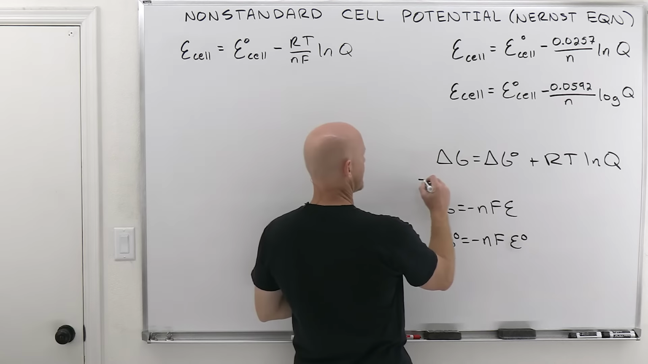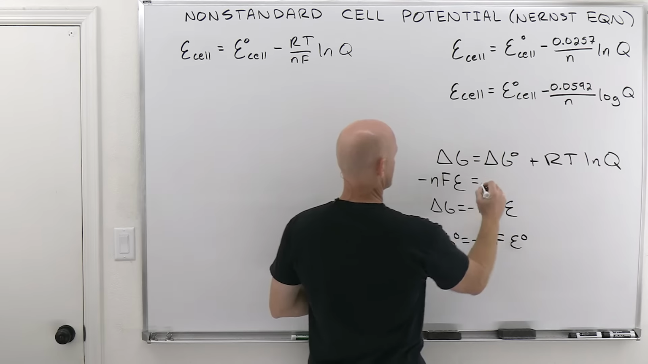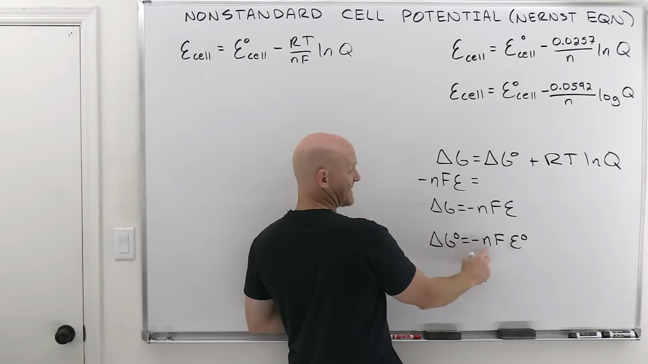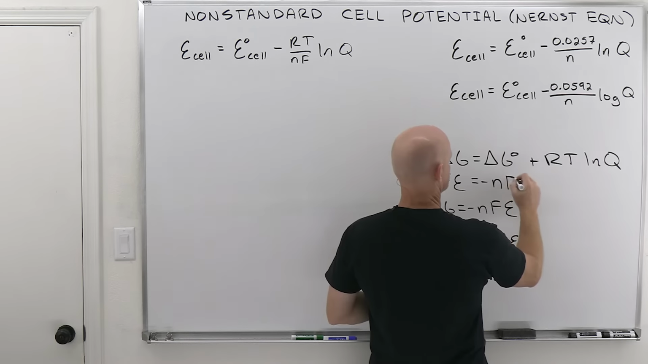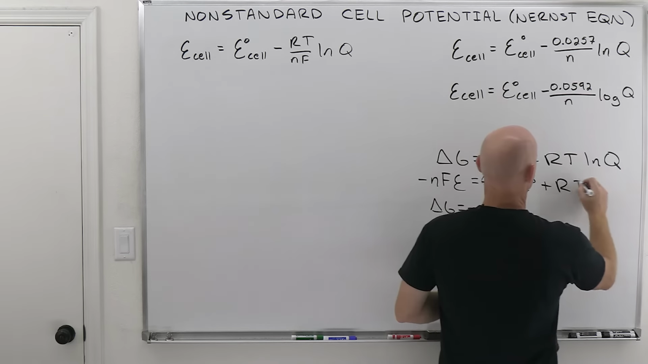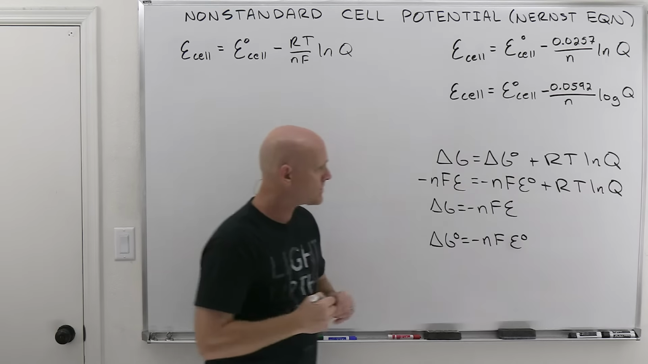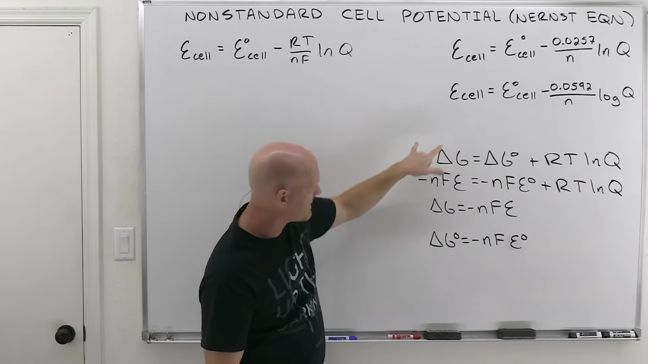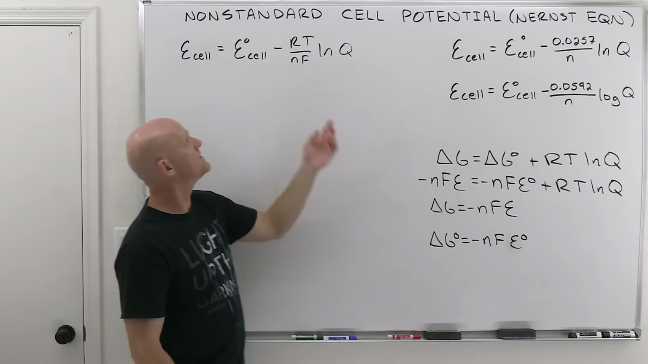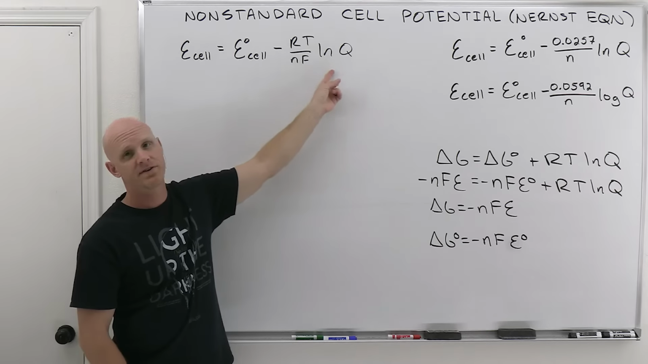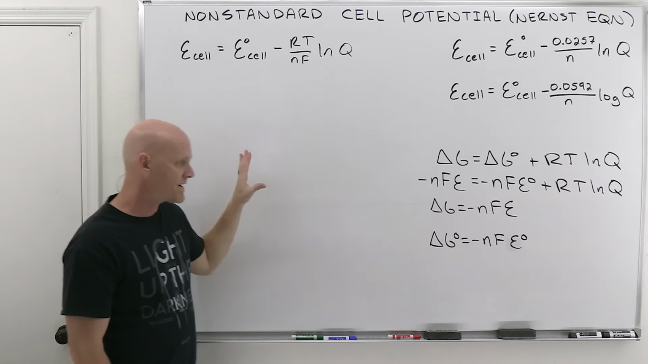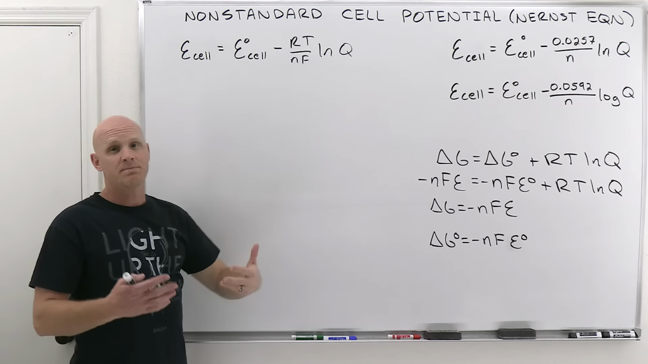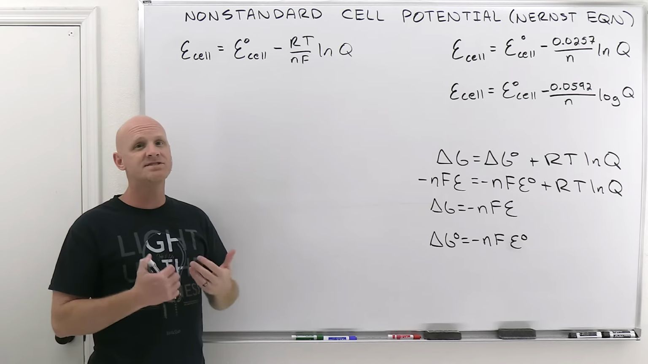So notice if we took negative NFE, so that's in place of delta G, and then instead of delta G standard, we'll substitute in negative NFE standard. Cool. You'd factor out the negative NF, and then you'd end up dividing that NF through over here, which is where you get this negative RT over NF ln Q term. So that's where that comes from. I'm not going to go through the entire derivation here, just wanted you to kind of see where it's coming from. But that's the Nernst equation. The whole point is to calculate non-standard cell potentials.